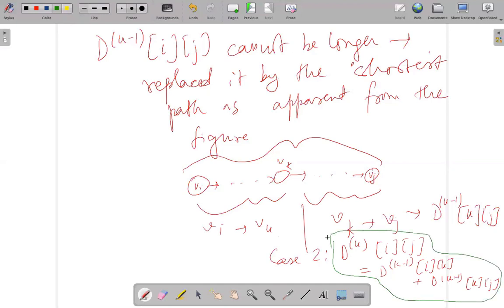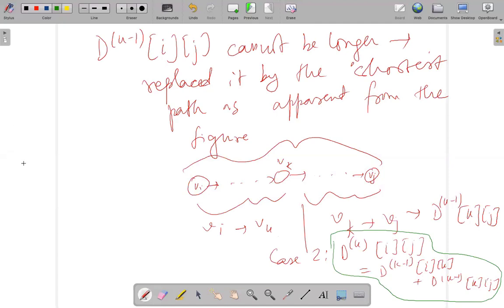We have now been able to get the optimal substructure. So for any value of k from 0 to n, d^k_ij is equal to d^(k-1)_ik plus d^(k-1)_kj. So this is the optimal substructure. The larger shortest path includes in it subpaths which themselves are also shortest paths. Okay, this is what is being reflected by the equation that we have written out here.